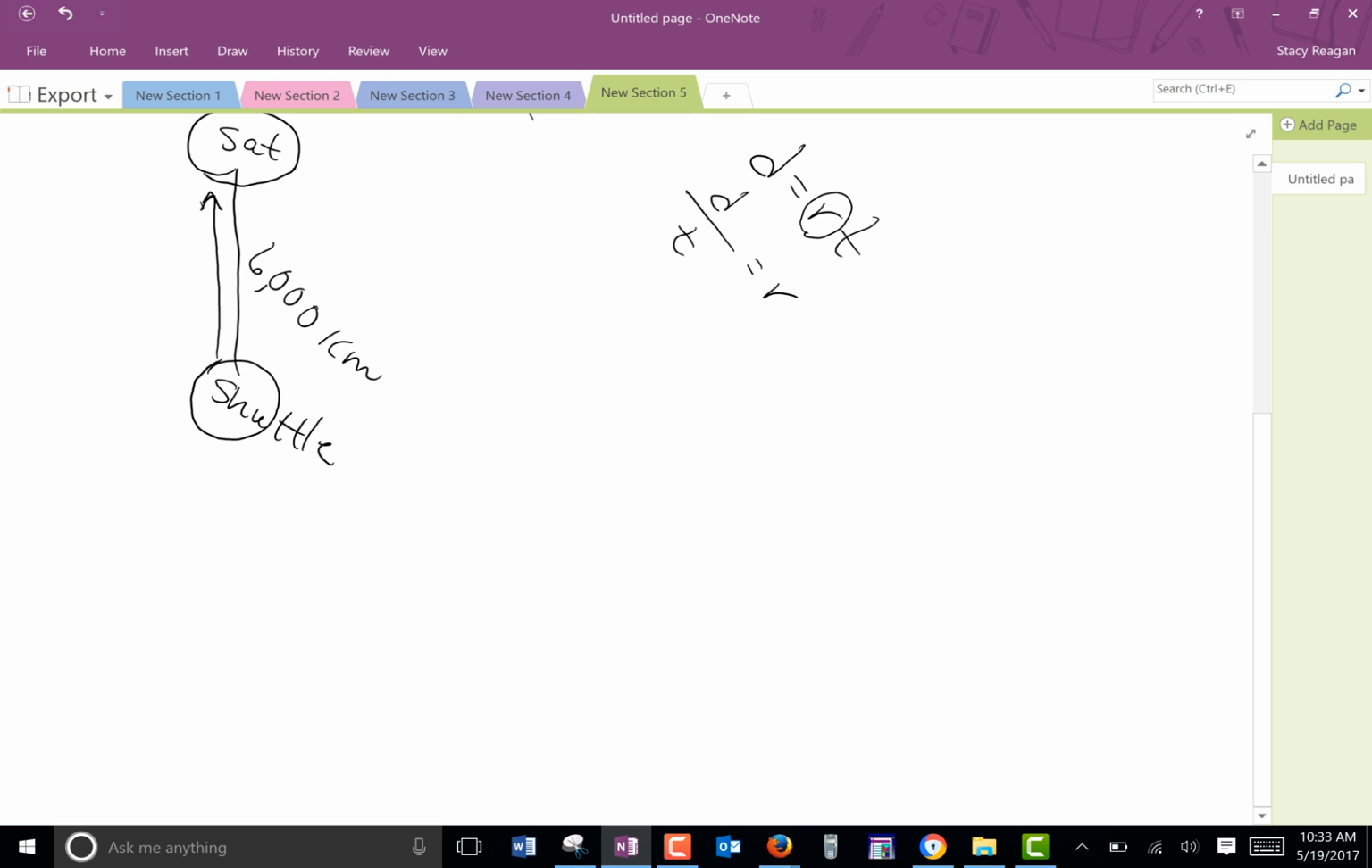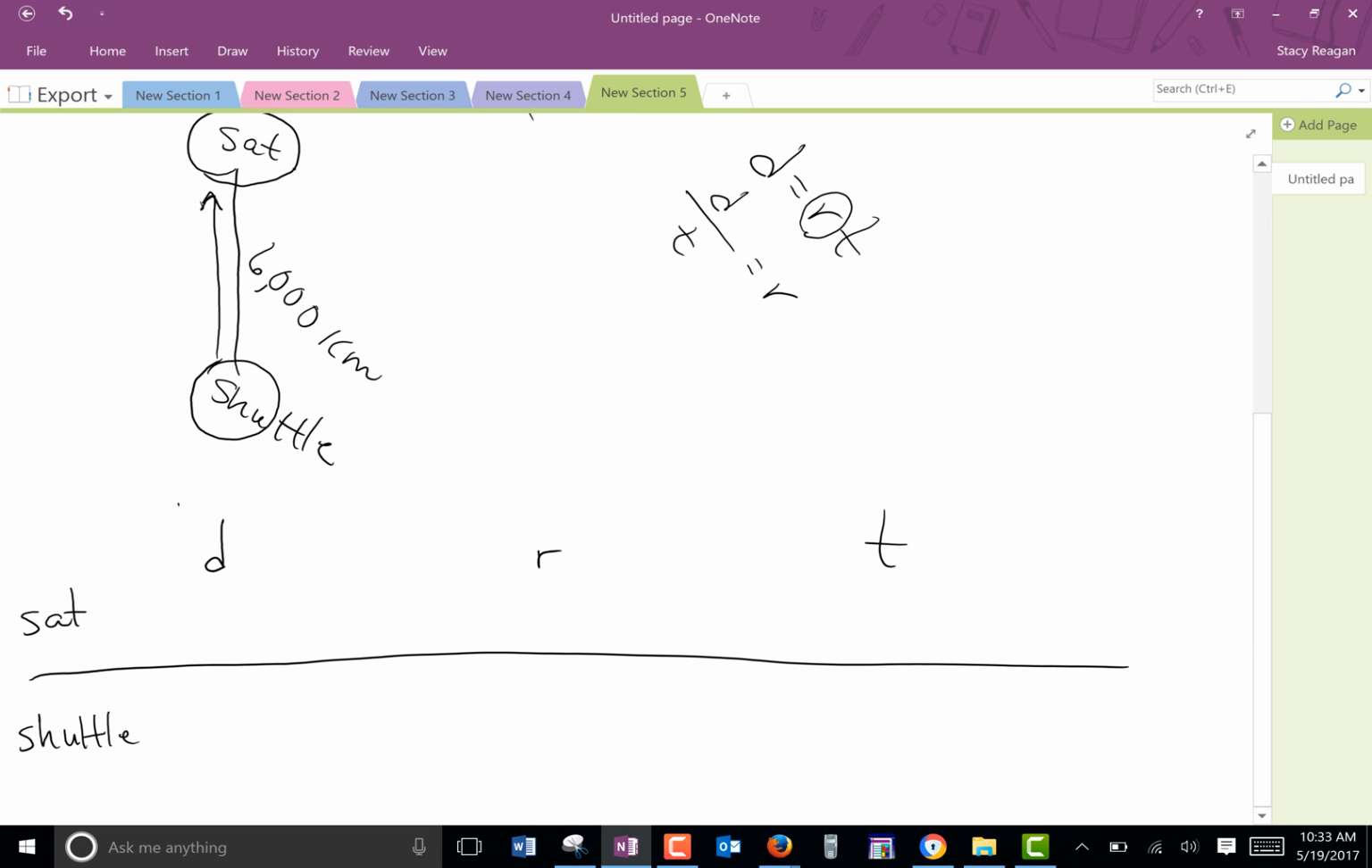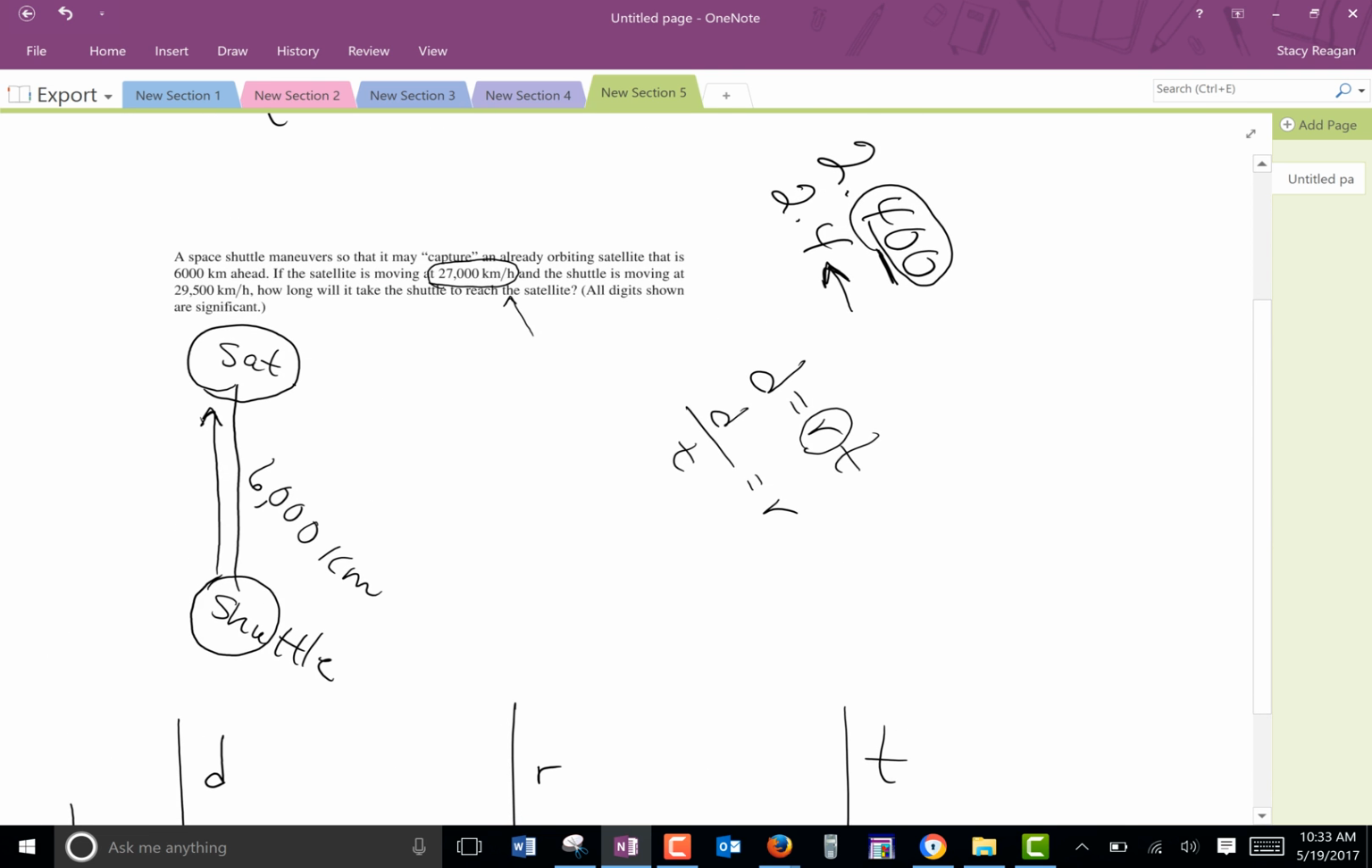So I will look at it and I will go, okay, so distance, rate, time, and I know that I'm talking about a satellite and I'm talking about a shuttle. So I will give myself a little more information in the form of a chart and see if I can fill in the chart and see what's happening with that. Okay, so I know from my problem that it says how long will it take the shuttle to reach the satellite.